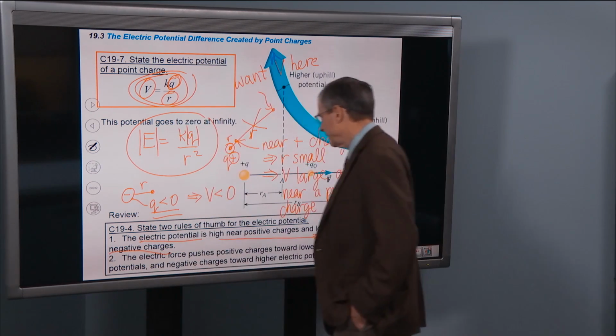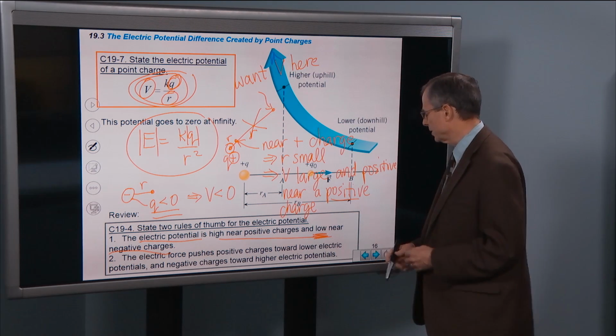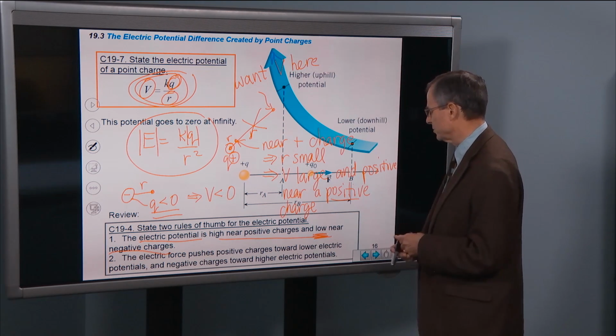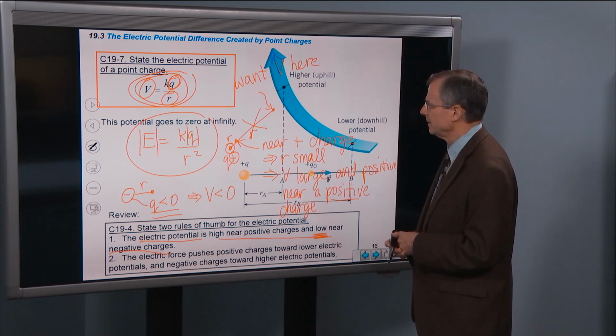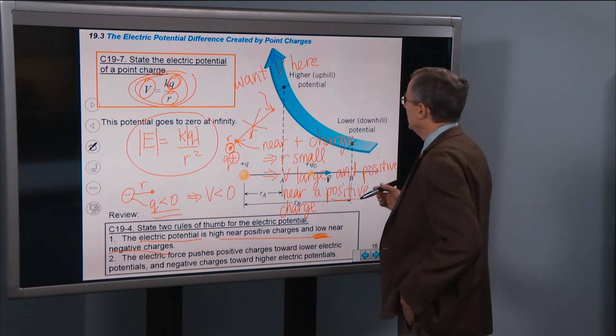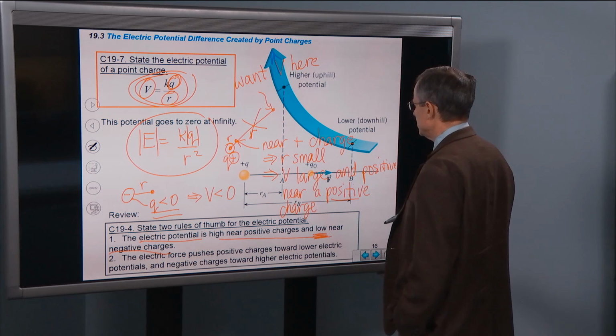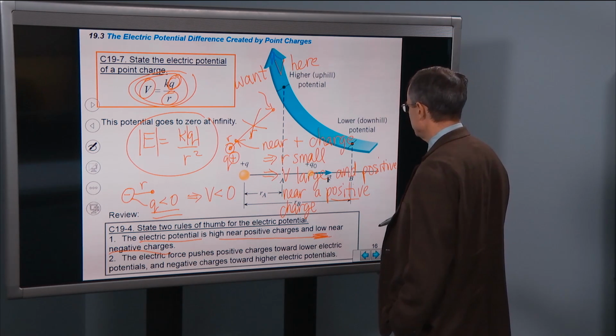All right, and then the electric force pushes positive charges toward lower electric potentials and negative charges toward higher electric potentials.